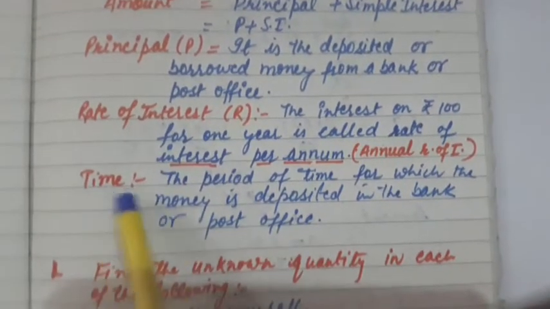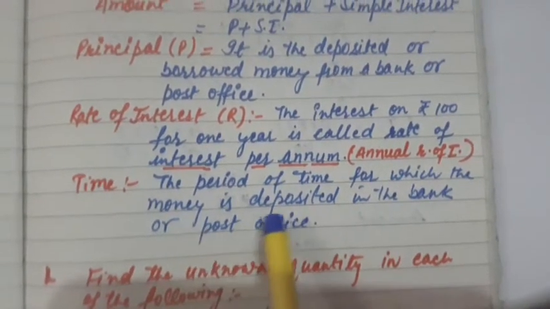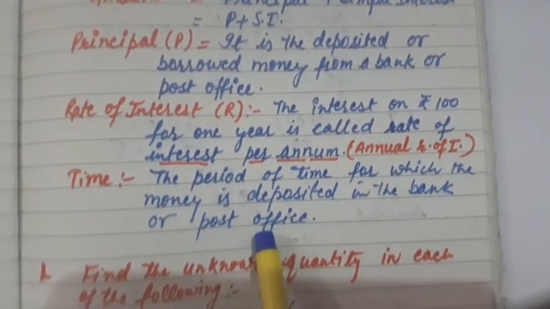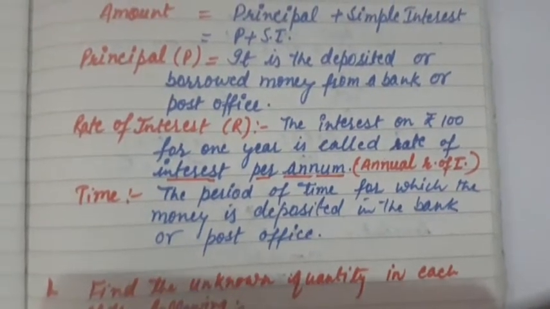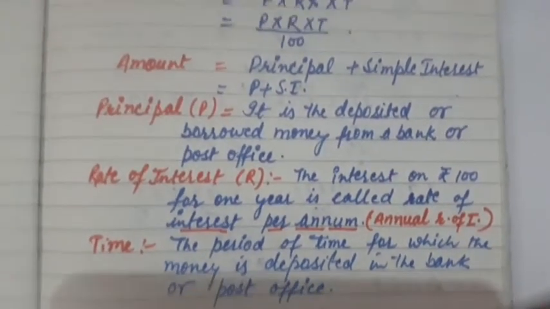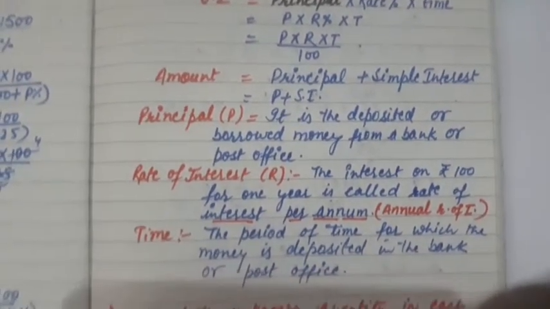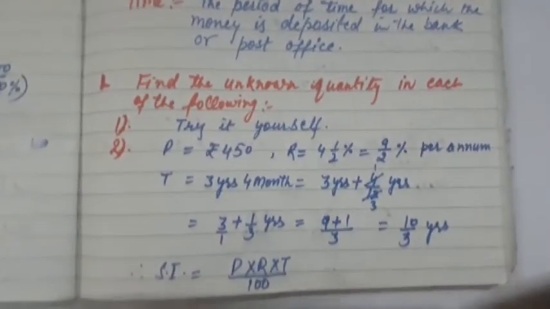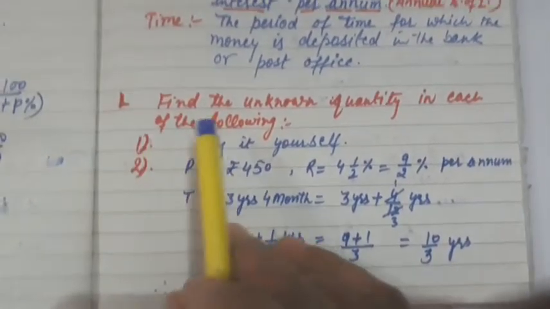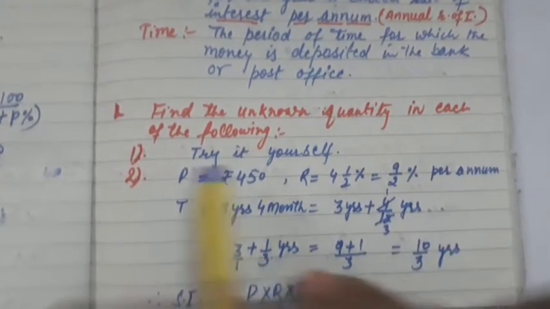Next term is time, T, that is the period of time for which the money is deposited in the bank or a post office. So these are the three terms which we will use to find the simple interest as well as the amount of the deposited money for this period of time. Now the first question of this exercise is: find the unknown quantity in each of the following cases.